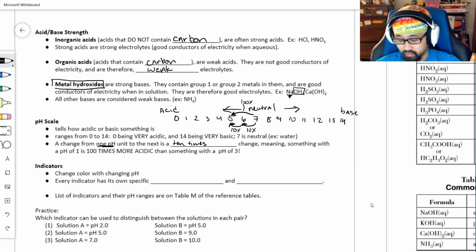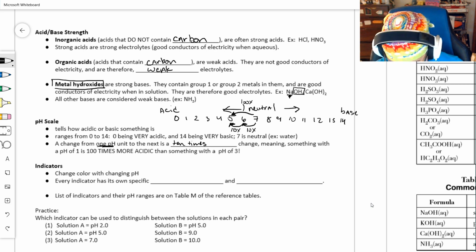And this is why we try not to mess with stuff that's down on the 0, 1, 2 end of the scale. That's why we don't mess with stuff that's on the 12, 13, 14 end of the scale. Because that's really strong. That's very acidic or very basic, right? Hundreds of thousands of times stronger than neutral. Generally bad news for people. Alright, the pH scale, right?